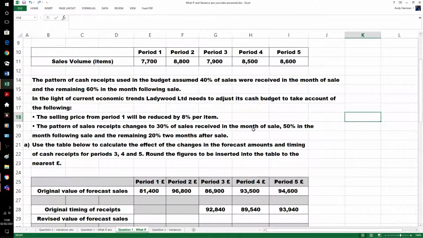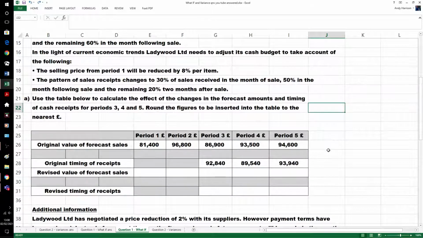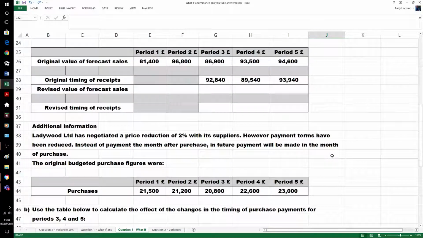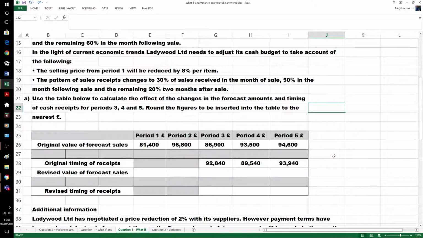So we're going to adjust the cash budget because we're not going to get so much money per item and the money is going to come in slower, so we need to know how much those changes will cost us in terms of our cash budget. So let's have a look, and then afterwards there's some additional information on some payment changes as well.